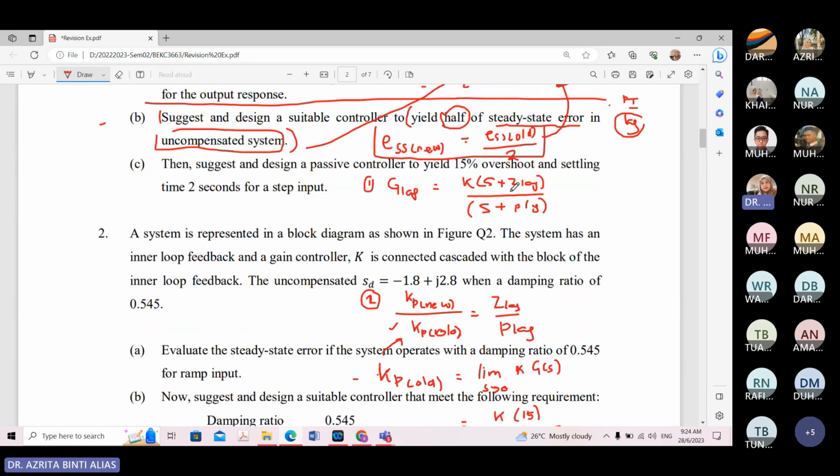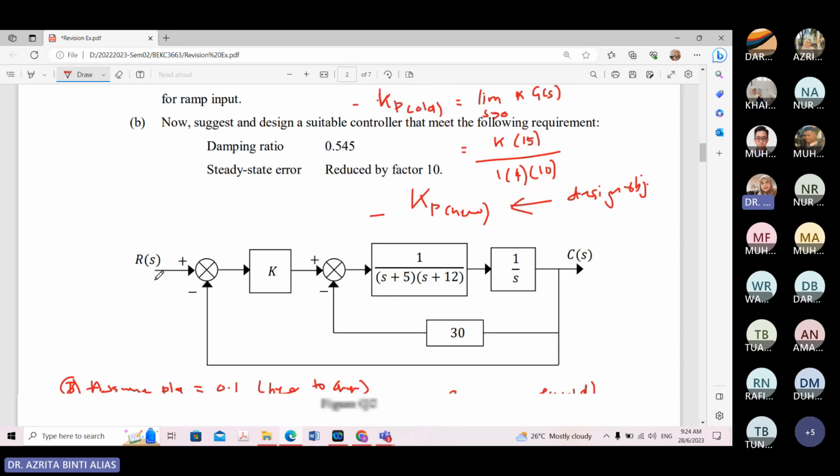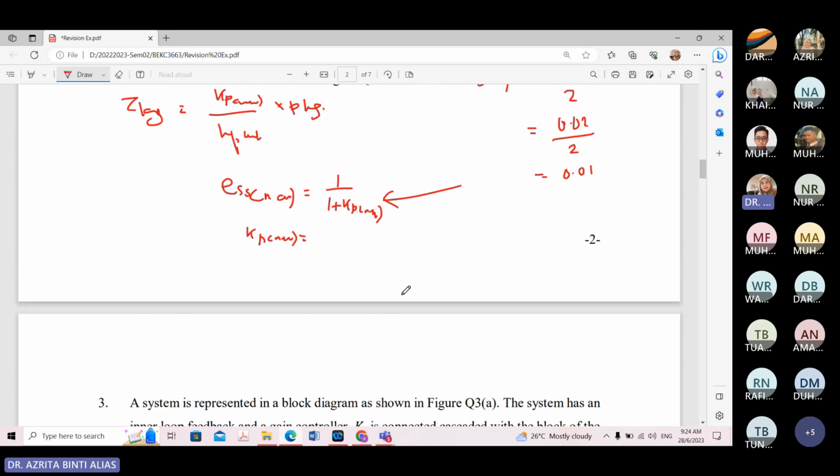Okay. So we find the Z lag and the P lag. Lastly, we need to calculate the value of gain K. For any value of gain K, always use this formula: 1 over G(s) at s_d. But for K lag here, you need to include the P lag and Z lag into the equation.